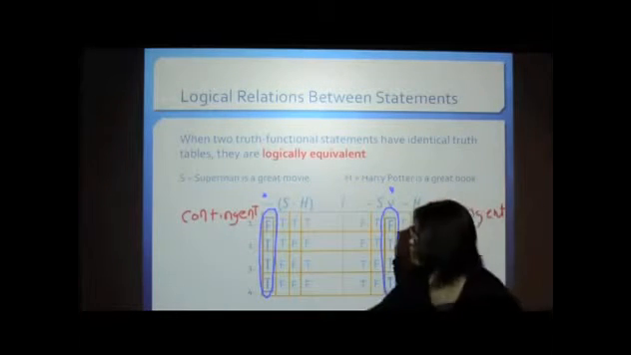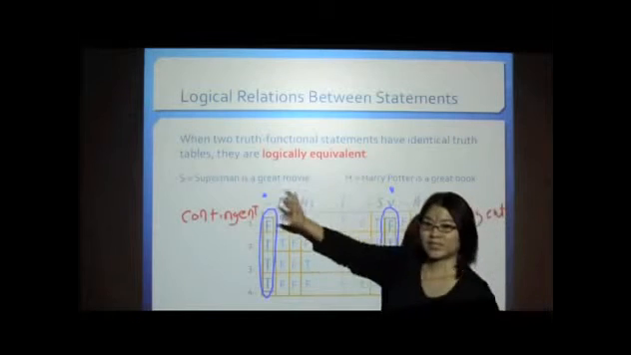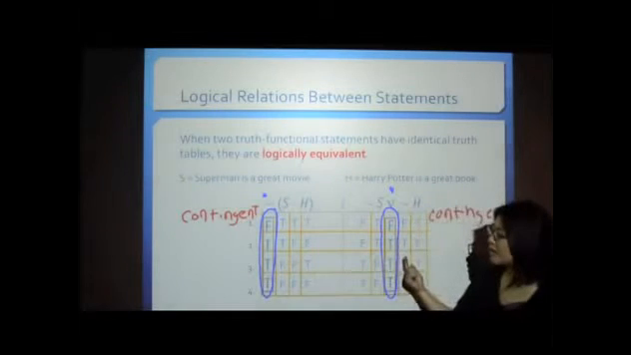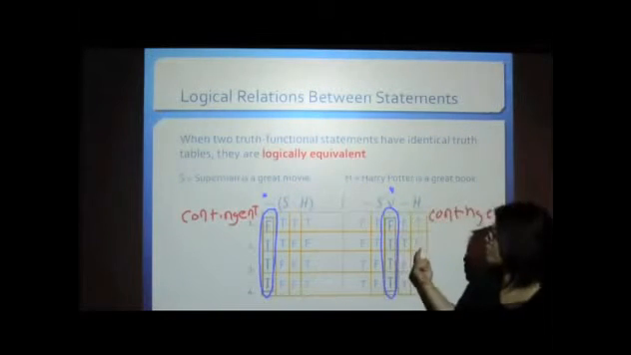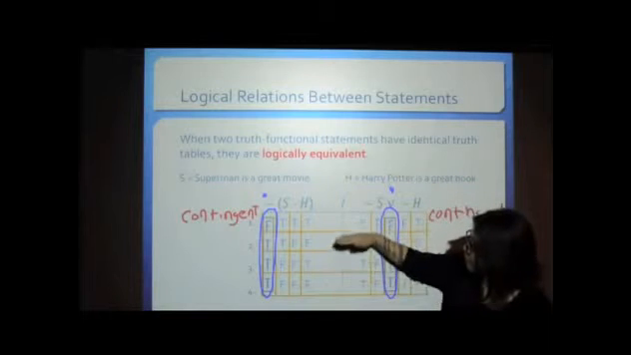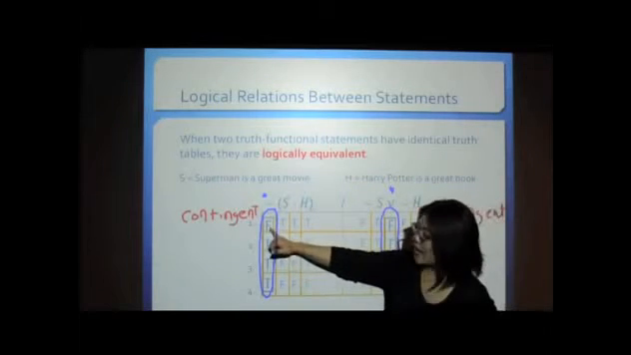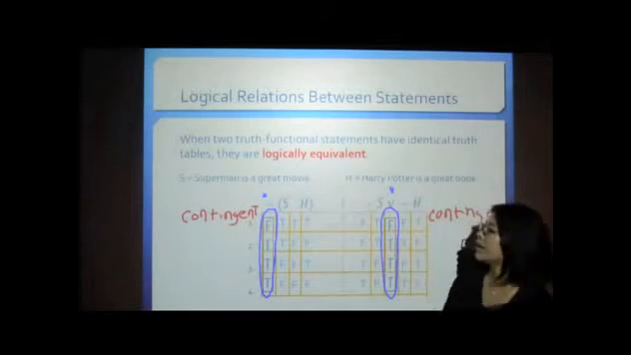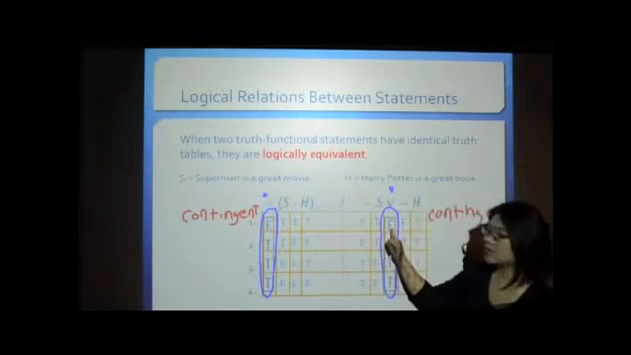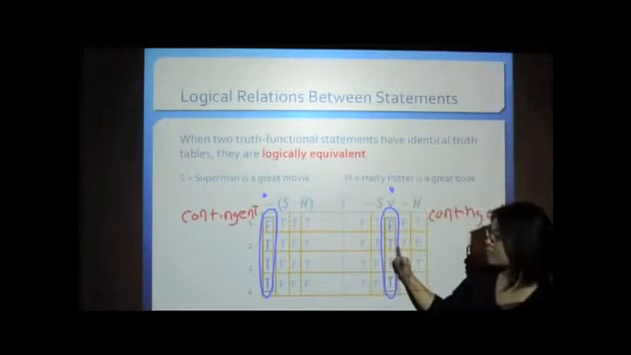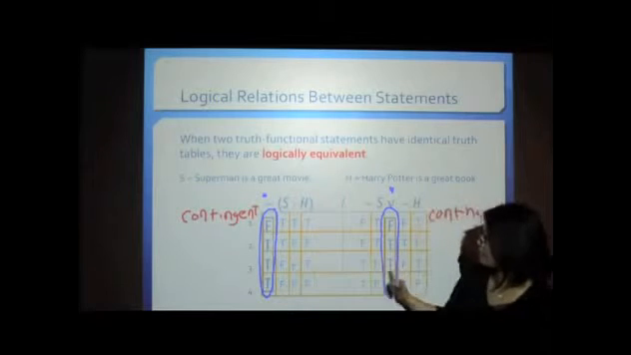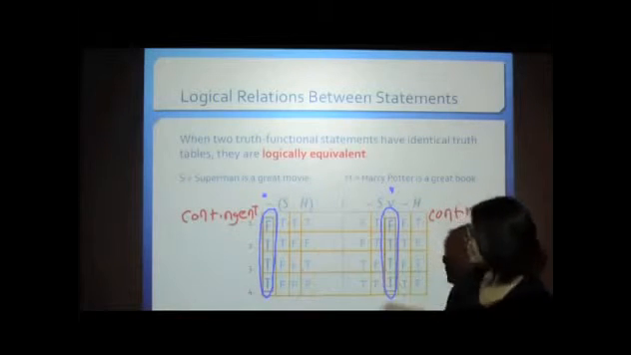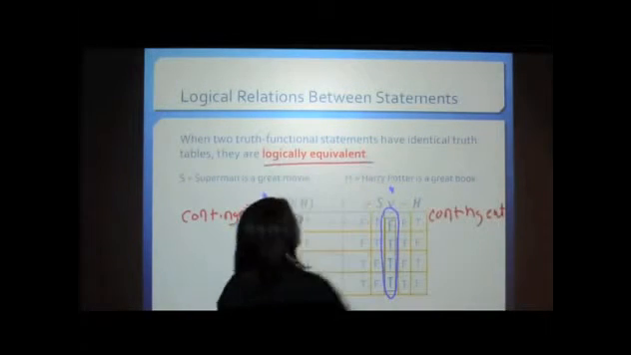Now those are properties of the individual statements themselves. We can also compare the statements together. And when we do that, what you should notice is that in every row where this statement has a certain truth value, this statement has the exact same truth value. So where this is false, this is also false. Where this is true, this is also true. This means that these two statements are logically equivalent.